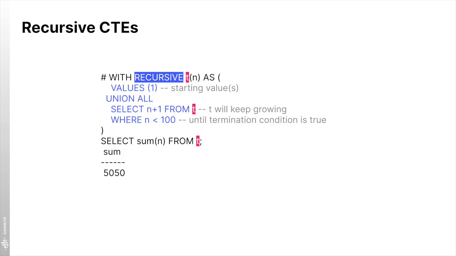Common table expressions can also be recursive. A recursive table expression has two parts. One is the query or the select that happens before the union or union all that seeds the subsequent iteration. And then there is an iterative query after the union that keeps on being executed until it no longer returns any results. So while it's called recursion, in practice it's actually iteration. So this of course just returns the sum of all the first 100 numbers.